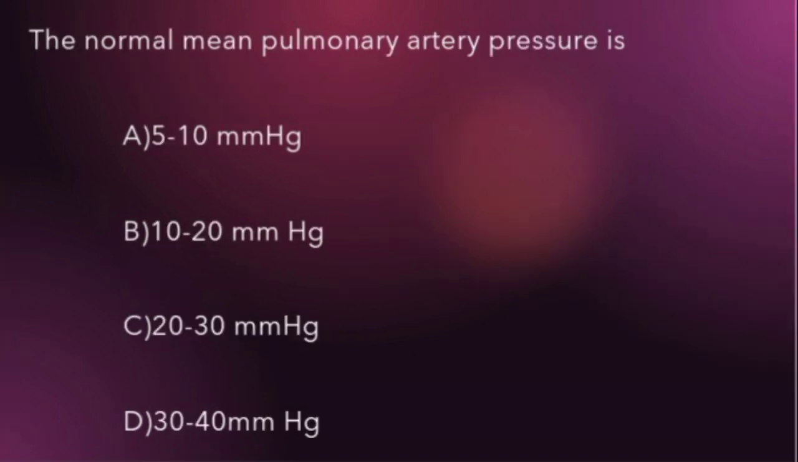The normal mean pulmonary artery pressure is option A, 5 to 10 mm Hg, option B, 10 to 20 mm of Hg, option C, 20 to 30 mm of Hg, option D, 30 to 40 mm of Hg. Mean pulmonary artery pressure. Correct answer is option B, 10 to 20 mm of Hg.